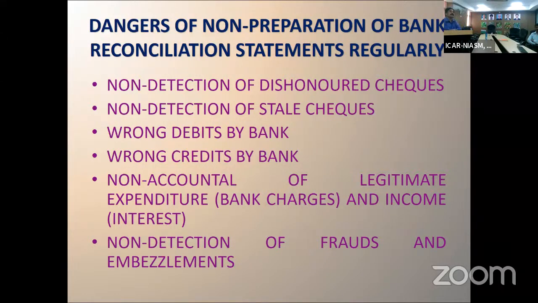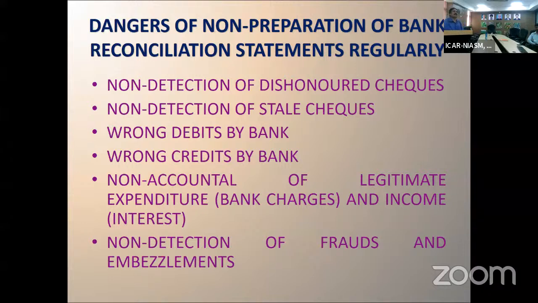Non-detection of the stale check. What is a stale check? The validity of the check presently is 3 months. If you are issuing any check, up to 3 months from the date of issue of the check, it is valid, meaning it can be paid. If the date is more than 3 months, the check cannot be honored by the bank, meaning no payment can be made by the bank against that check. So that check is known as a stale check. Nothing can be paid by the banker, so in that case we have to issue a fresh check.